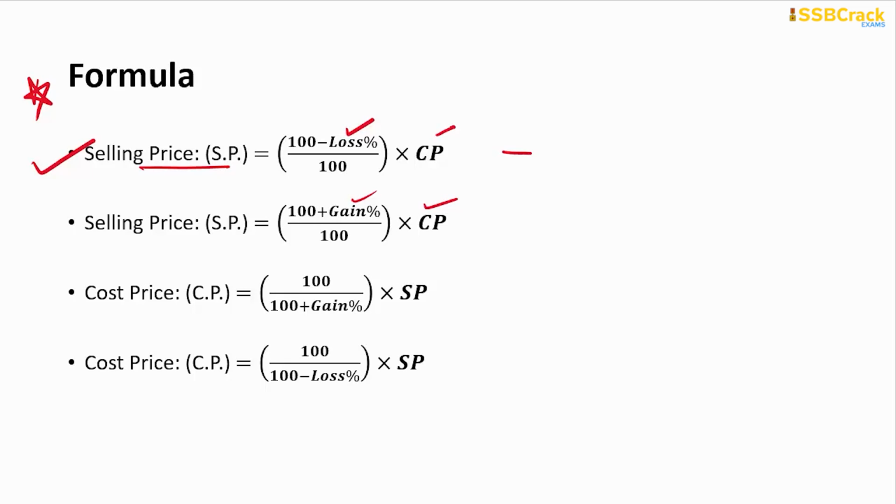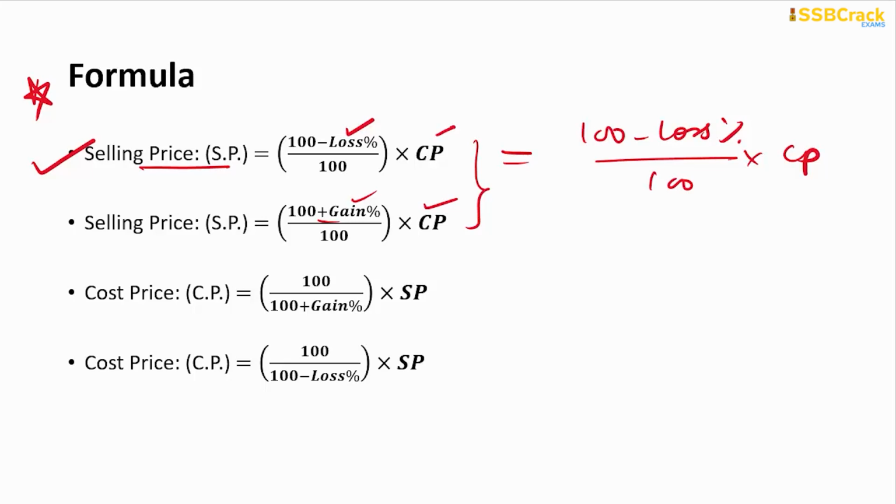When loss percent is given, the formula is 100 minus loss percent upon 100 into CP, and when gain percent is given, the numerator changes to 100 plus gain percent upon 100 into CP. So these are the formulae for calculation of SP when CP is given.